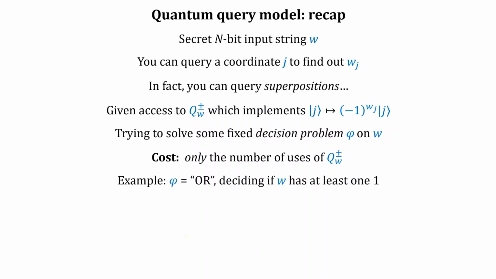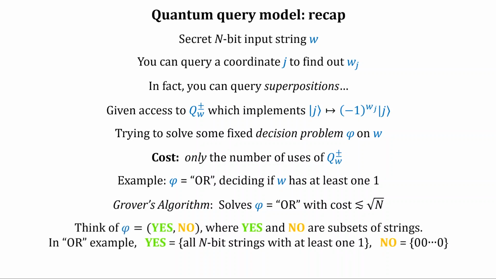So the classic example, and the one that is related to Grover's algorithm, is when this phi problem is the OR function. In other words, it's a simple task of deciding whether the string w has at least one 1 in it, or whether it's the all zero string. So this is the decision problem that Grover's algorithm can solve with around square root n quantum queries. So at most some constant times root n. That's the Grover search algorithm.